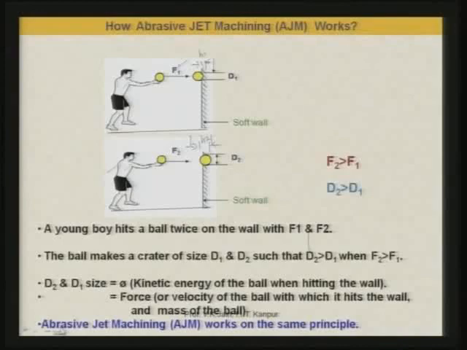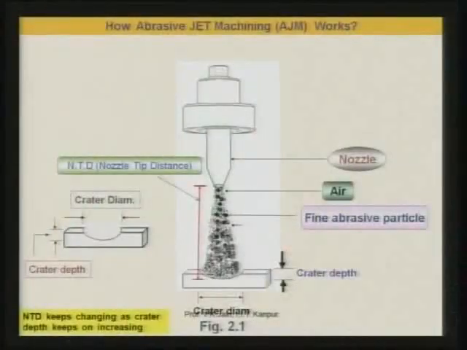In the same way, thousands of abrasive particles hit the workpiece and remove the material, a smaller or larger amount of material depending upon the kinetic energy with which they hit the workpiece surface. Now, let us see how abrasive jet machining, or AJM, works, which is more or less the same as we discussed in the earlier slide.